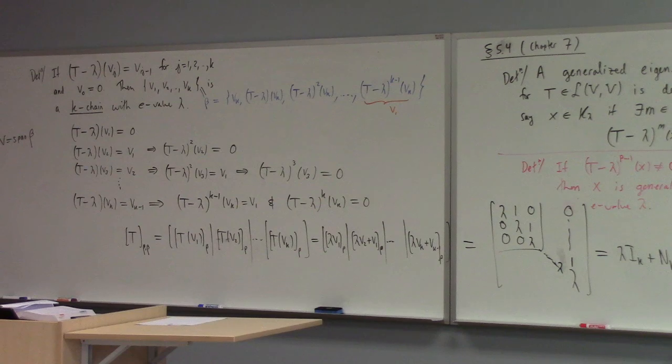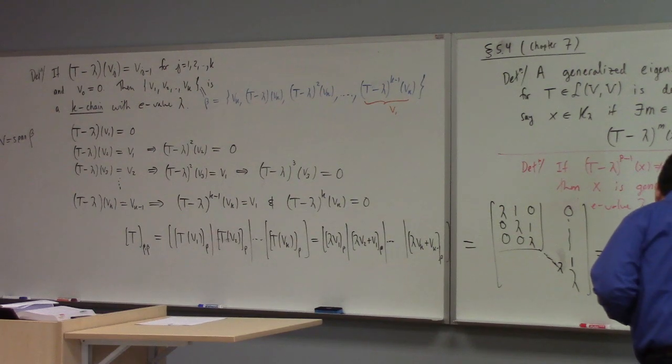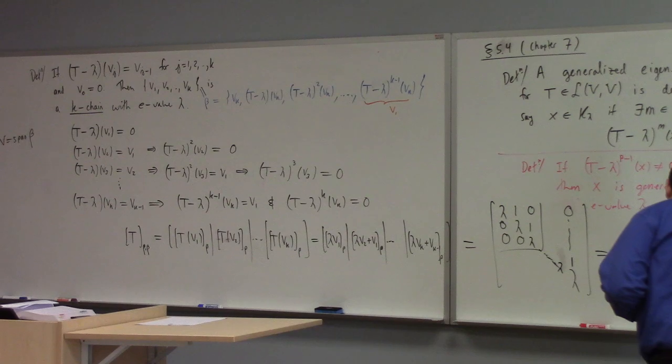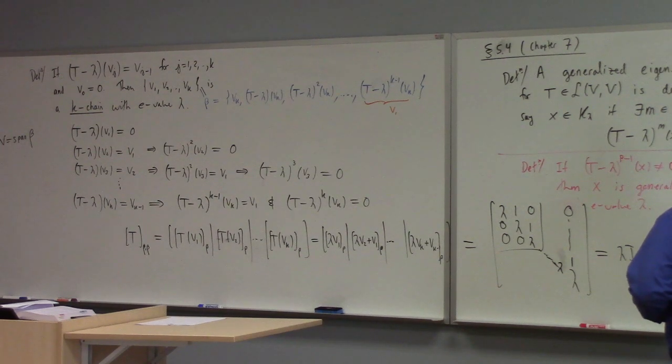This has a name. This is the Jordan form. So the Jordan form of order k with respect to lambda is literally equal to lambda times I_k plus this nilpotent matrix of order k. That's the k by k Jordan block.